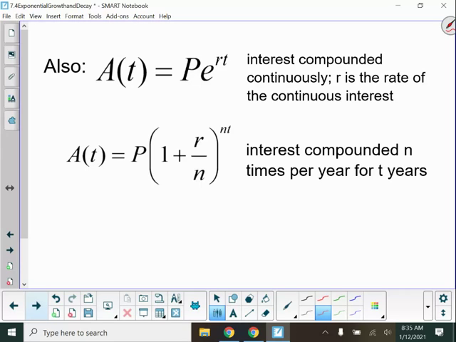You have the PERT formula. That's where you have interest that's compounded continuously. So P is going to be the initial amount. R is going to be your rate of continuous interest. T is time. And then E is just the letter E that's on your calculator. Then you have interest compounded N times per year for T years. So if you're compounding quarterly, N would be 4. R is still rate. And then T again would be however many years you are investing your money.